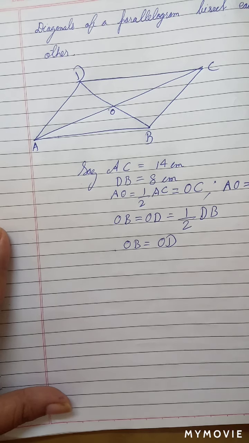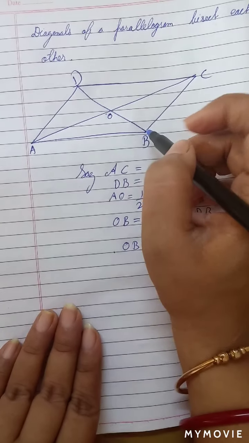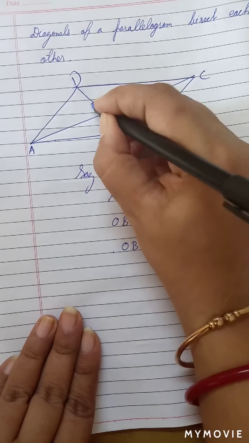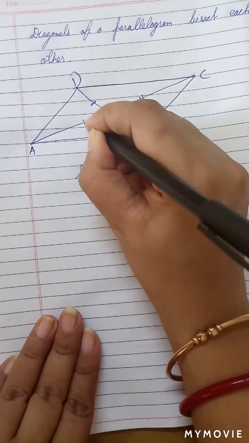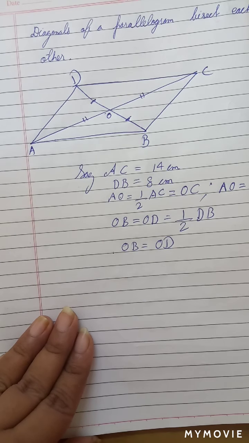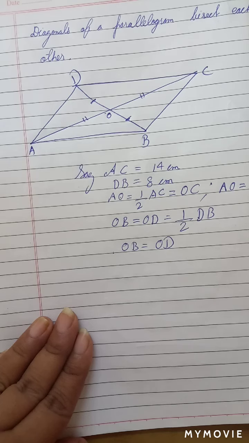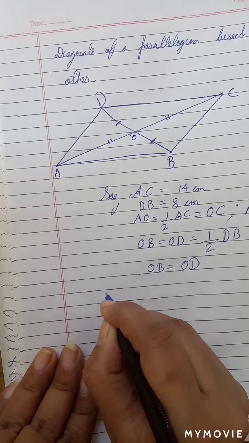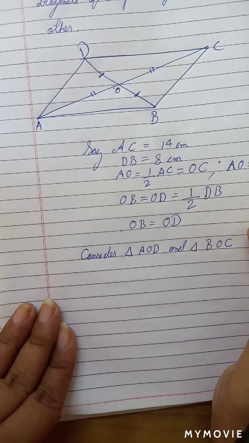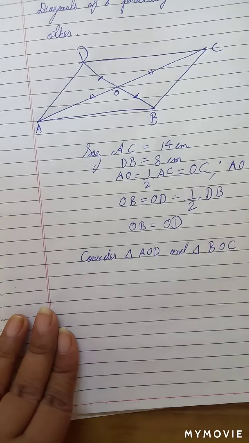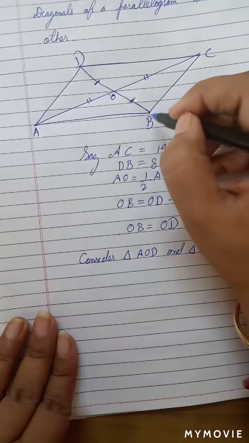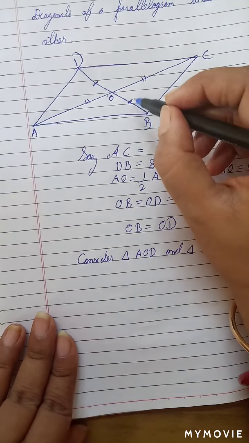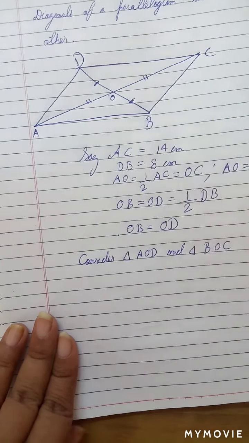This is what we have to prove, that when two diagonals cut each other, the diagonals are equally divided. That is, this side is equal to this side, this part is equal to this part, and this part is equal to this part. We will use the congruence rule of triangles to prove the fact. Let's begin. Now let's consider triangle AOD and triangle BOC. That is this triangle and this triangle.